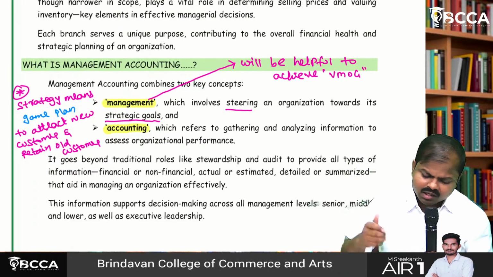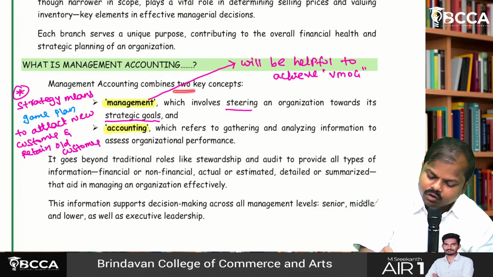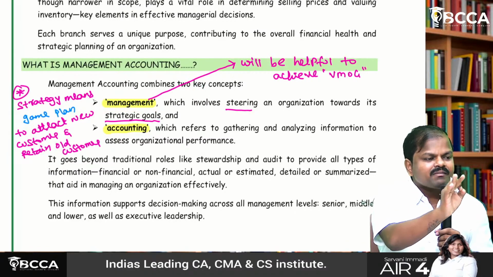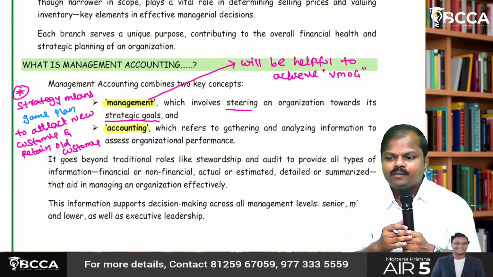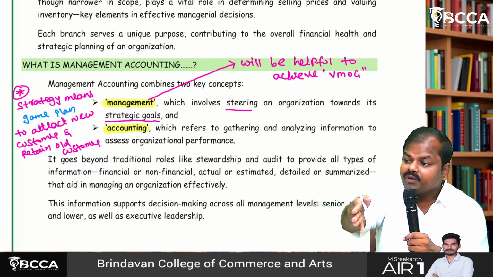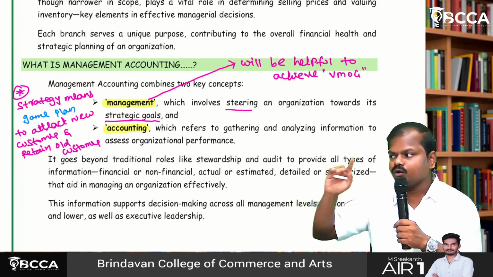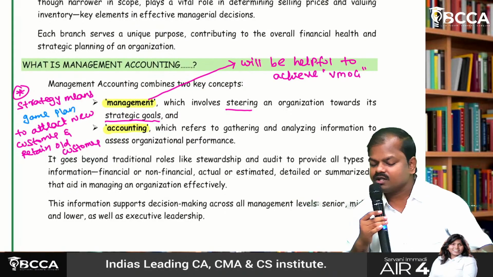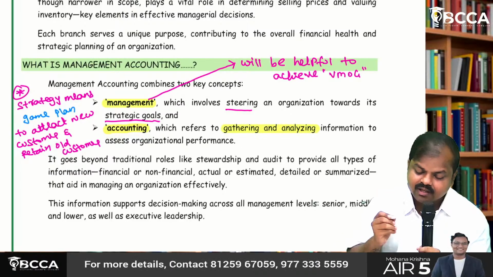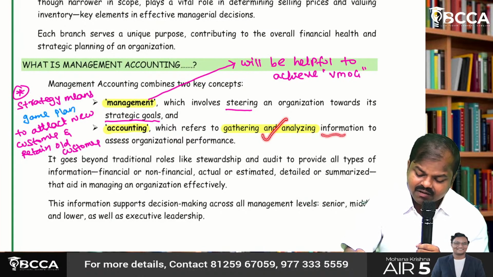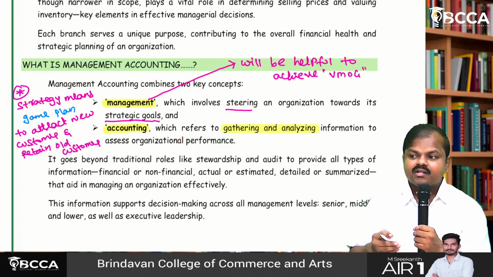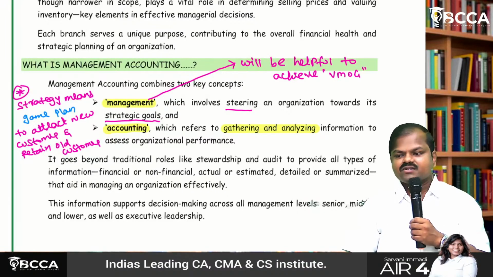Now tell me, my dear friend. Management accounting is a combination of two concepts. Number one, management. Very simple. What is the main objective of management? Running the business, steering the business towards strategic goal. Accounting. What is meant by accounting? Gathering and analyzing information to assess the organizational performance. Correct?